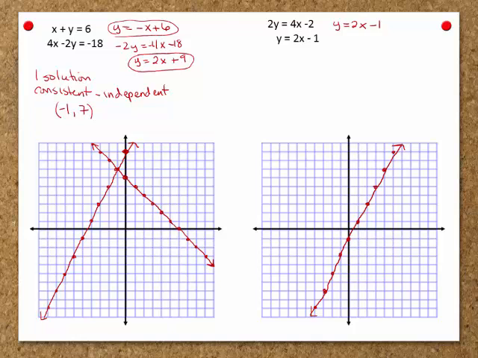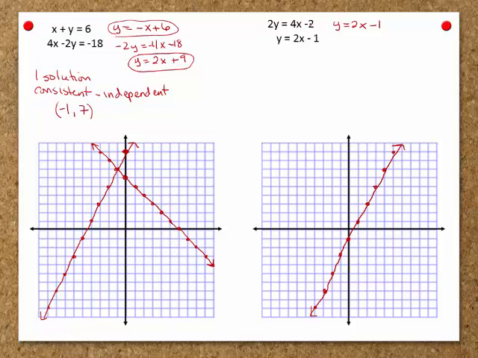Okay, so I've graphed both systems. In the first one I had one solution, so that made it consistent independent, and my solution was -1, 7. Now in the second one, I didn't write these things down yet because I wanted to discuss it.